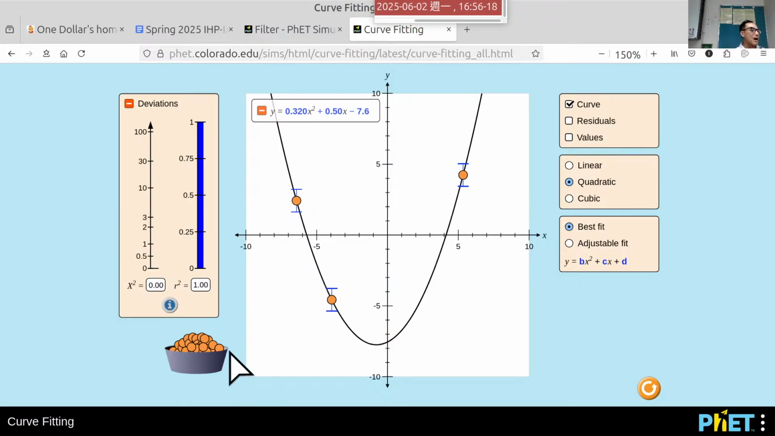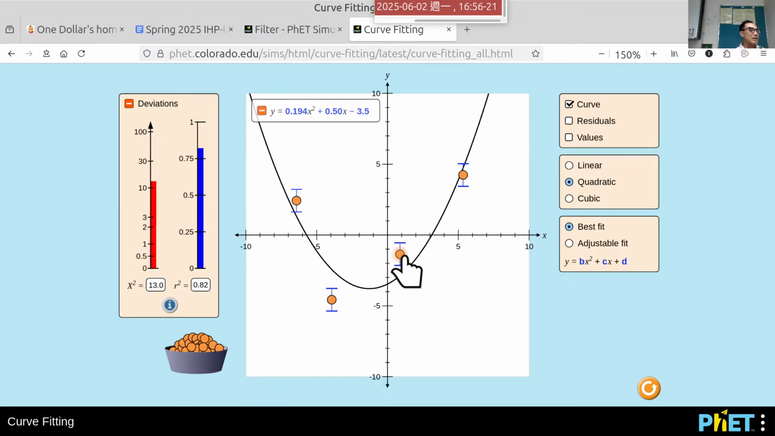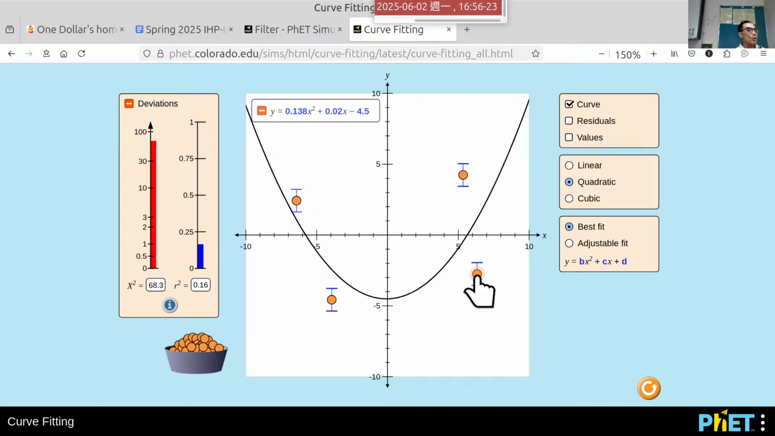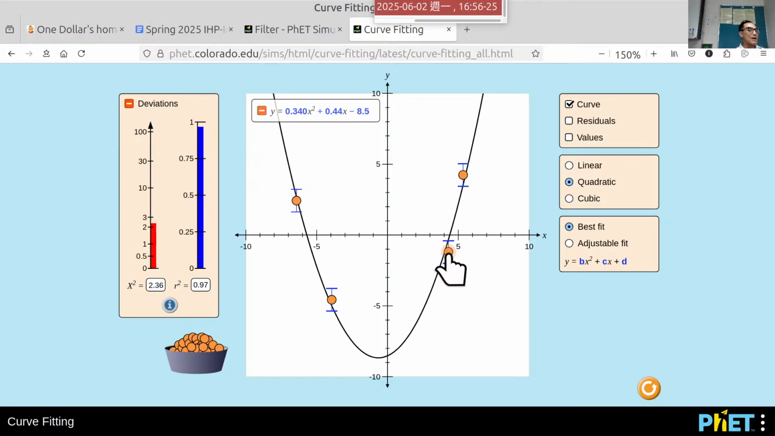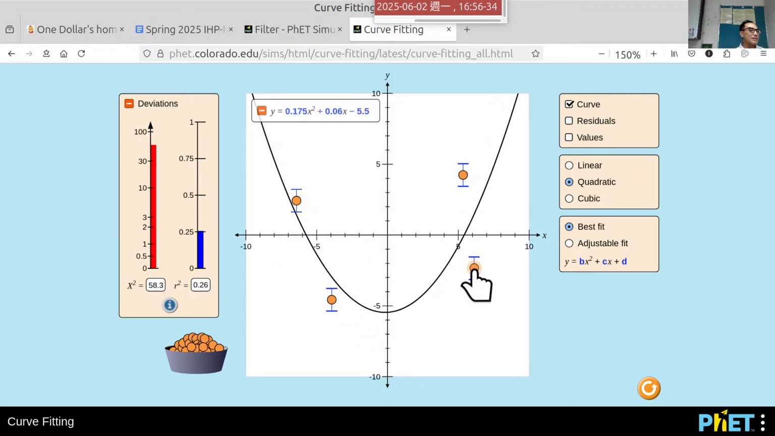Sure, at this moment, if I have one more spot, when I put it close to the original one, that is very close to 100%. But if I move it a little bit to the right, wow, see, the R square is decreasing to 0.26.